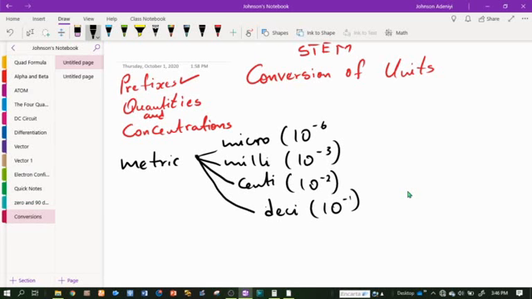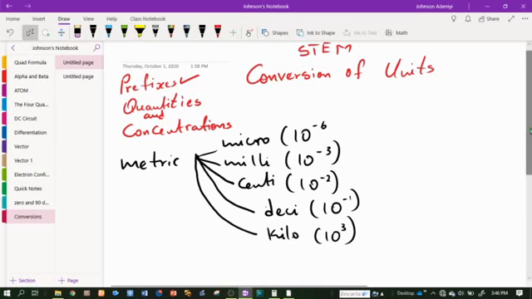You also have others, the ones that are greater than 1. We have kilo, which simply means 10 raised to the power 3. So we have giga, mega, and so on and so forth. Once you can remember your prefixes, you don't really have any problem in conversion.